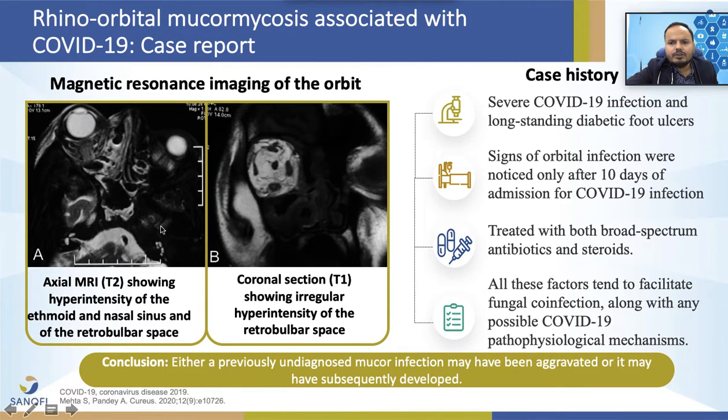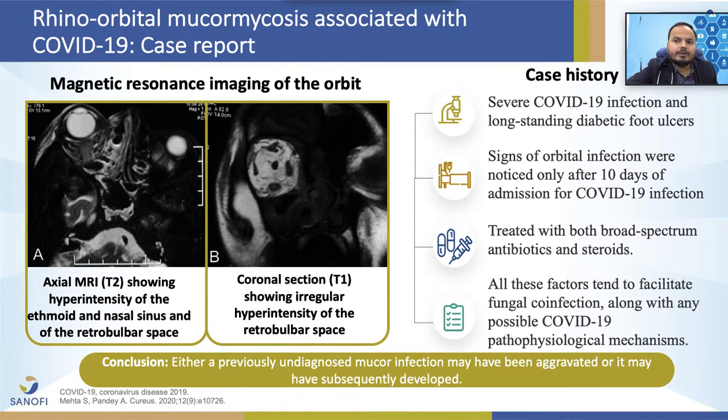So, severe COVID 19 infections and long standing diabetic foot ulcers. This case had the sign of orbital infections noticed only after 10 days of admission to COVID 19. Treated with broad spectrum antibiotics and steroids.